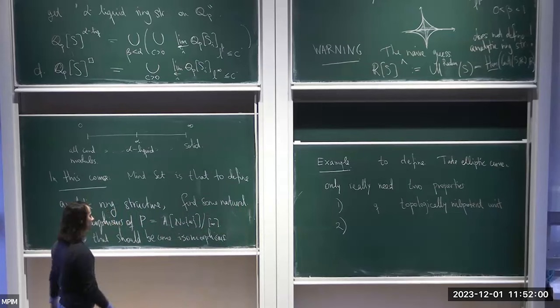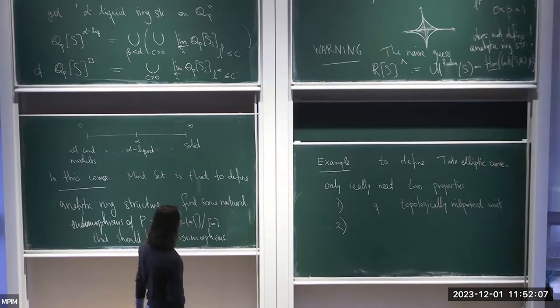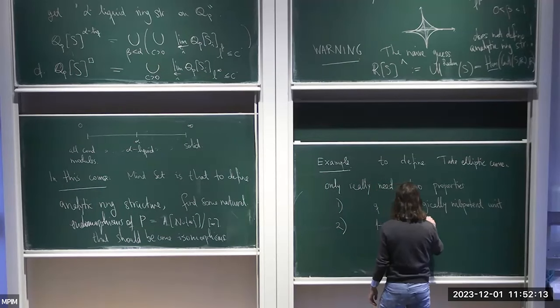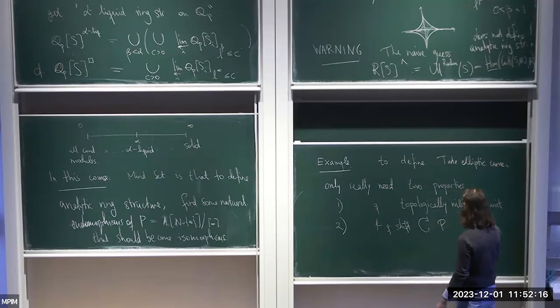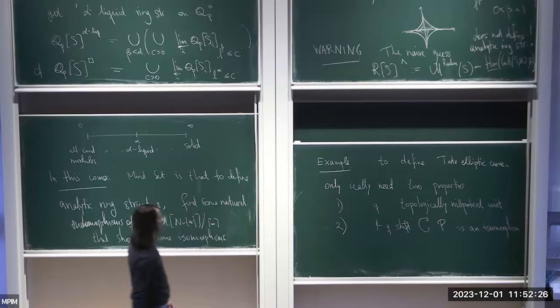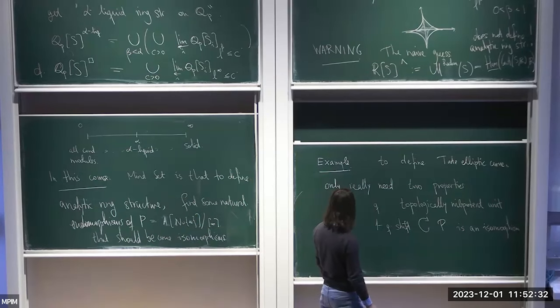But then you need some completeness for your modules. You need to be able to sum certain sequences. And really the only thing you need is that one minus Q times shift acting on this projective guy P is an isomorphism. And it's clear that there's a universal example of such an analytic ring. You just take the free ring generated by a topological nilpotent unit, that's just a condensed ring. And then this condition puts some analytic ring structure on this ring.